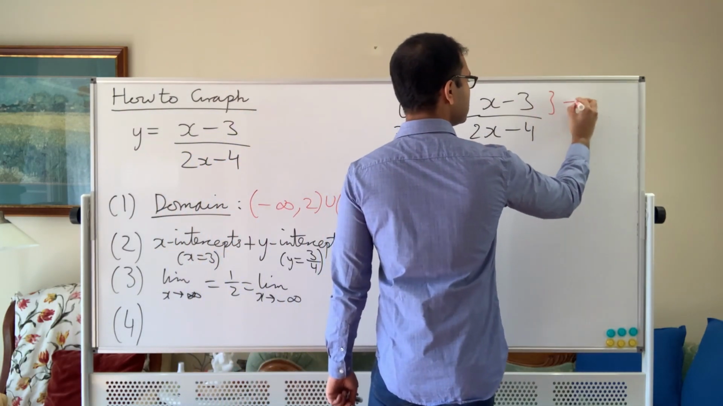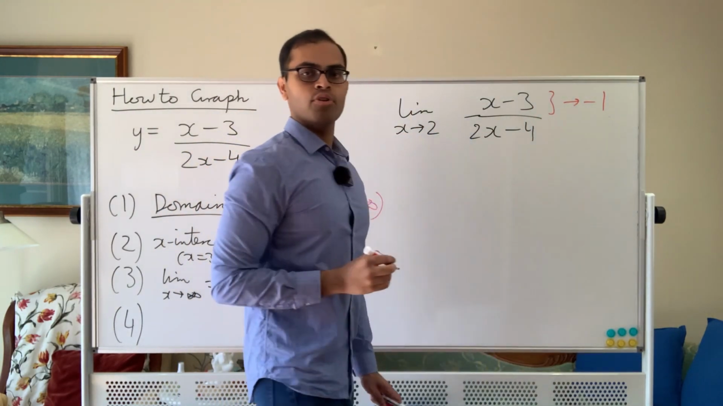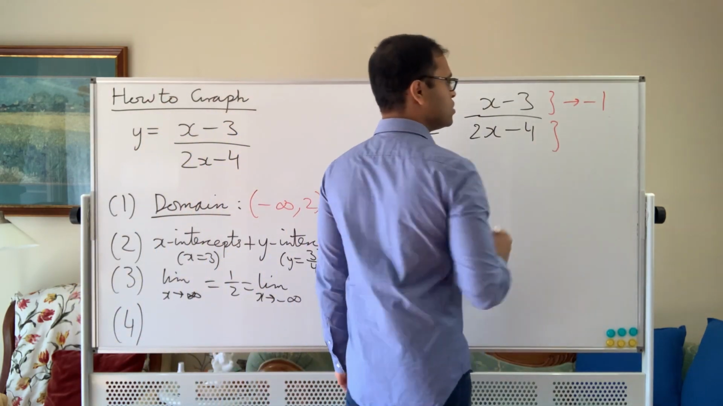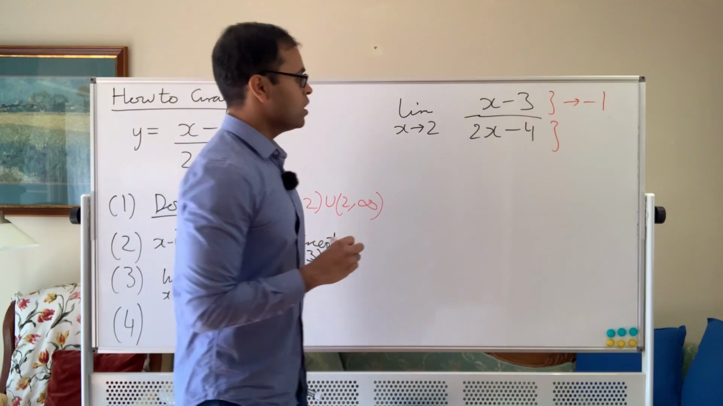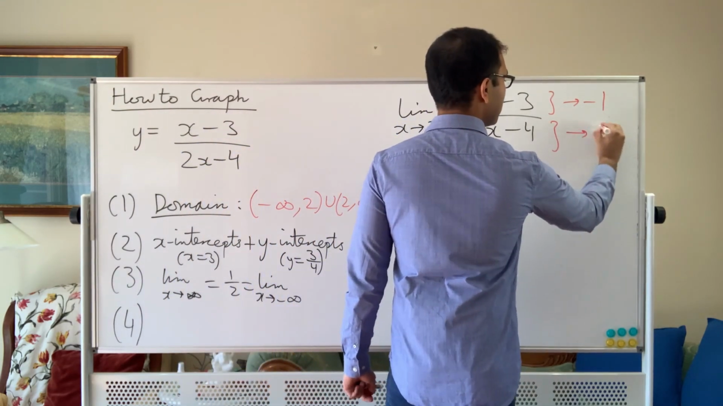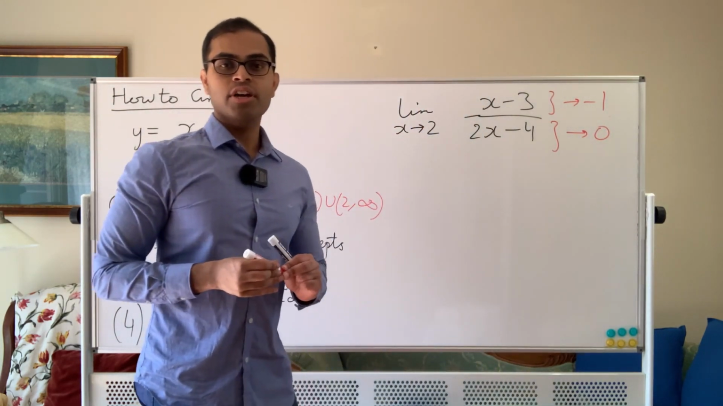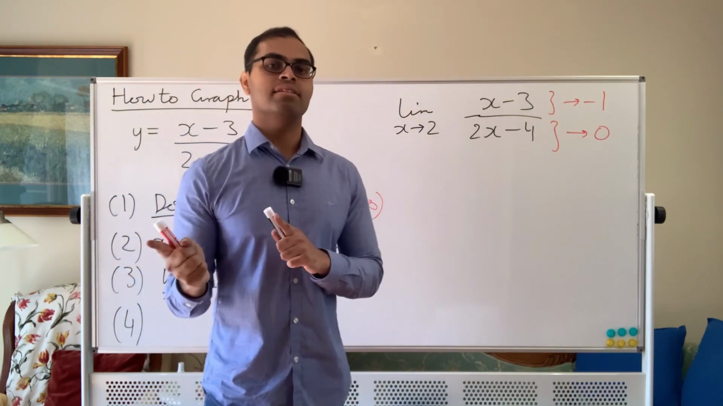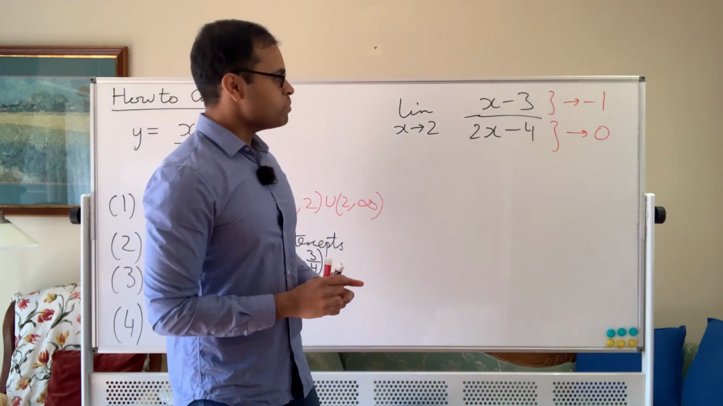The numerator is going to approach -1 as x approaches 2, because it's going to be 2 minus 3. And the denominator as x approaches 2 is going to approach 0. When you have something like this where you're dividing by 0, the answer is going to be plus or minus infinity. But it's crucial to understand which one it is, in which case. Why is it plus or minus infinity?